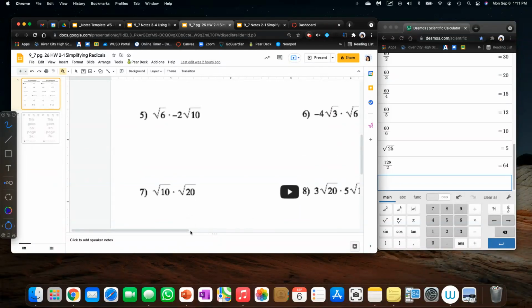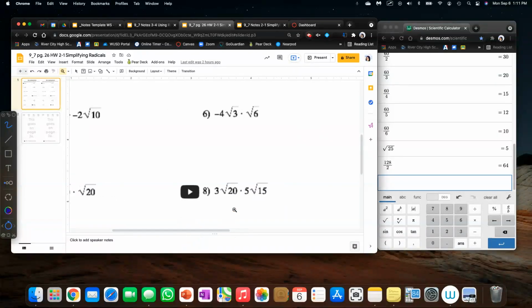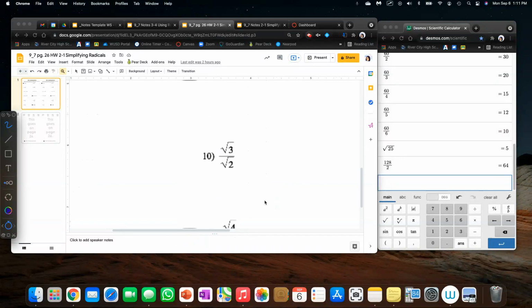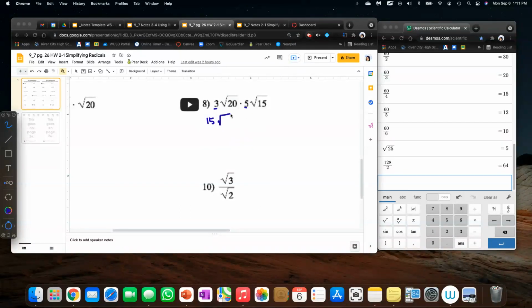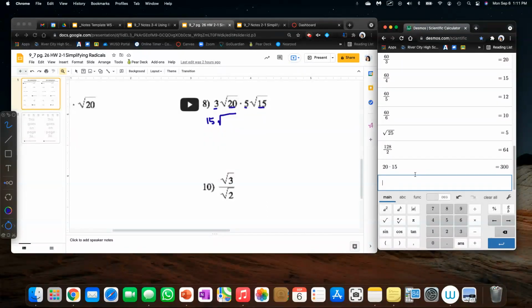All right, now let's take a look at number 8. So here's number 8. We have some numbers on the outside and some numbers on the inside. So first thing I'm going to do is multiply the outside numbers. 3 times 5 is 15. And I'm going to multiply the inside numbers. 20 times 15 is 300.